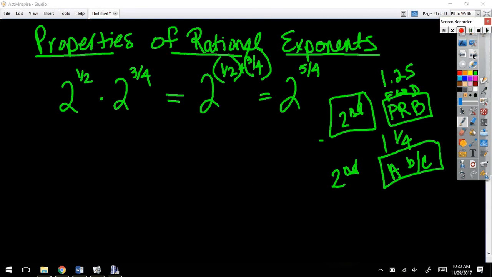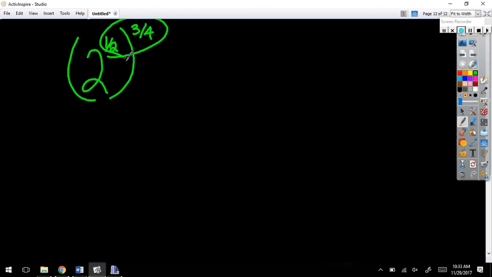All right, so now, let's do the next property. Let's take the exact same numbers, but let's raise the exponent to another exponent. When you raise a power to a power, you multiply. So it'll be 3/8. You go straight across and multiply.